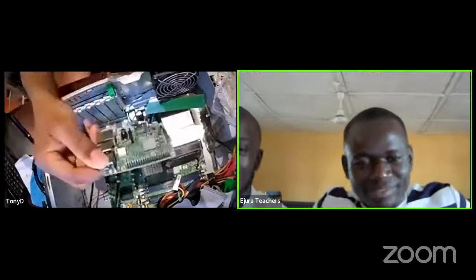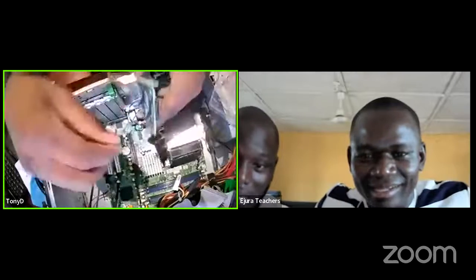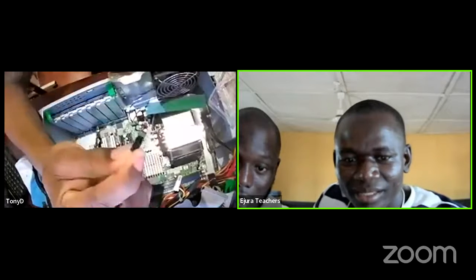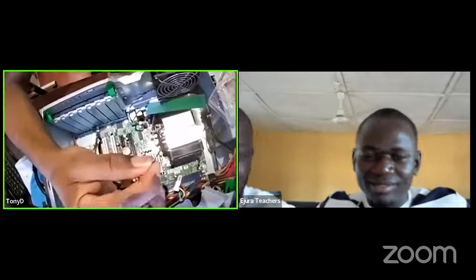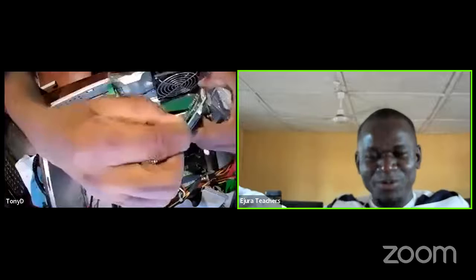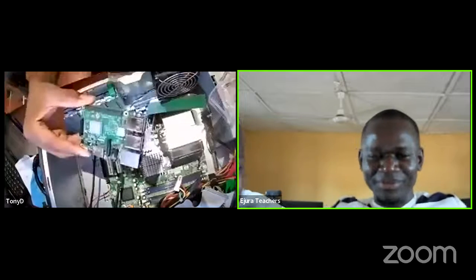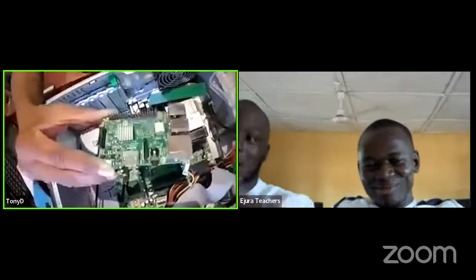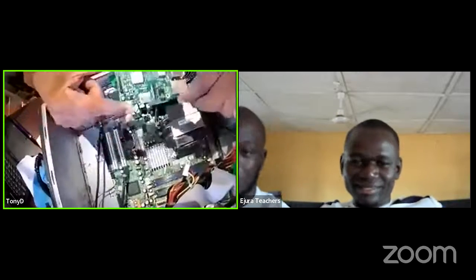Where's the hard drive? This is the hard drive. Look at this, this is the storage. Right? You see how small it is? Wow. And it goes inside here. Right? So this is the motherboard of this computer.